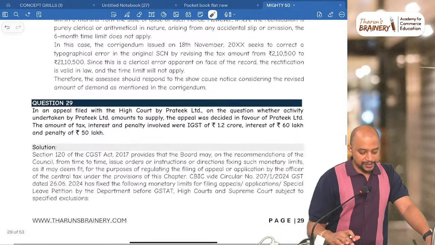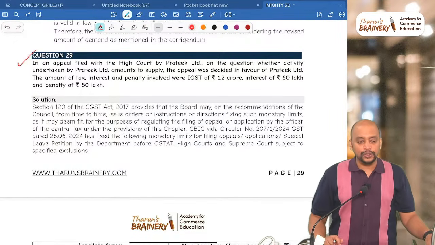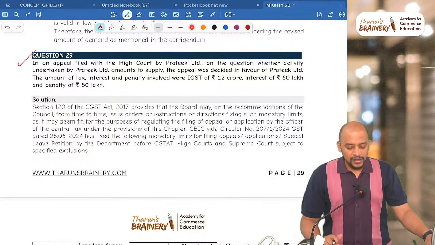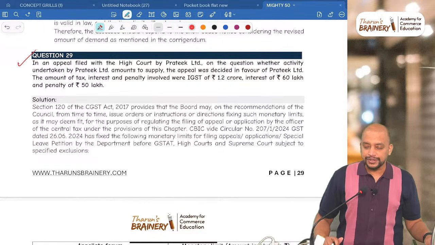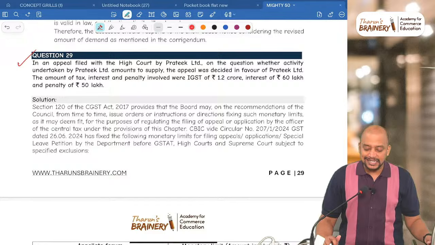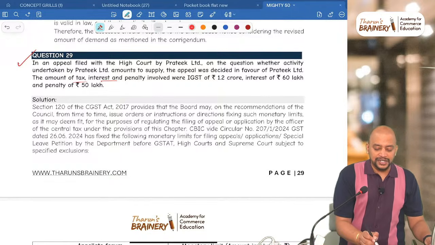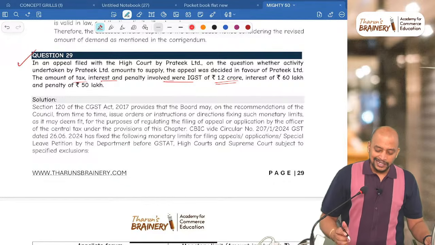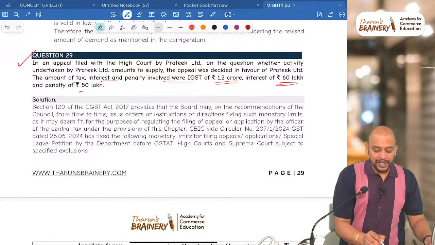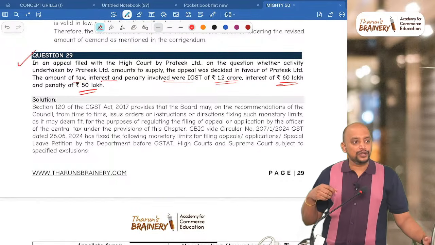Then question number 29. In an appeal filed with the High Court by Pratik Limited on the question whether the activity undertaken by Pratik Limited amounts to supply, the appeal was decided in favor of Pratik Limited. The amounts of tax, interest and penalty involved were IGST 1.2 crore, interest 60 lakhs and penalty 50 lakhs. Now they want to go for appeal to Supreme Court.